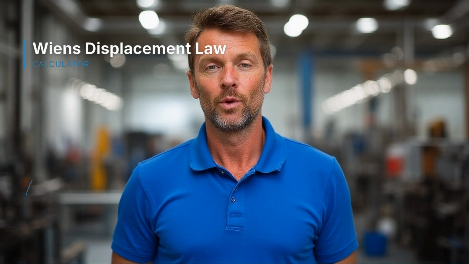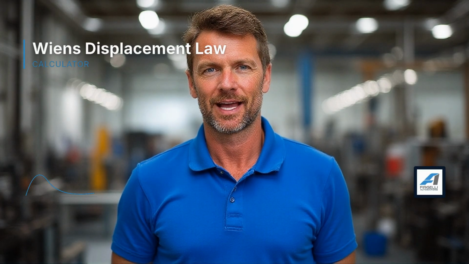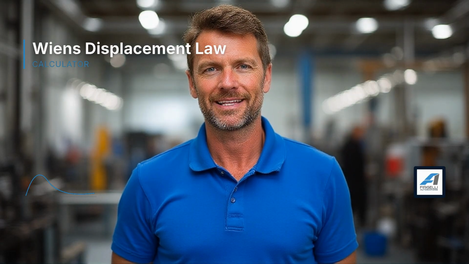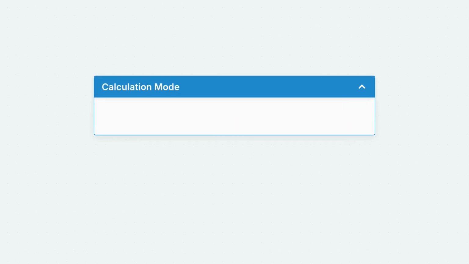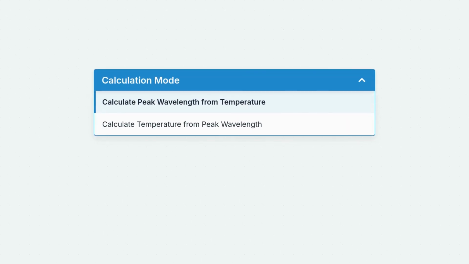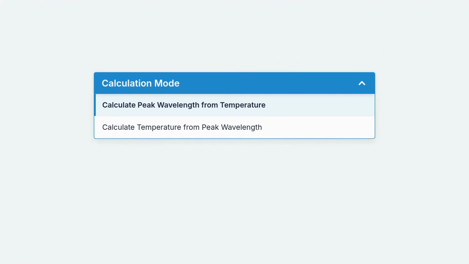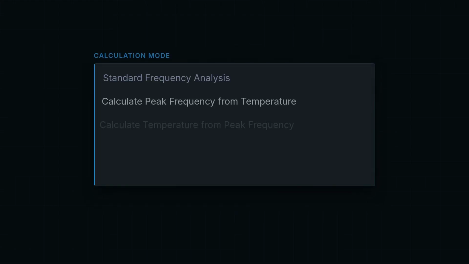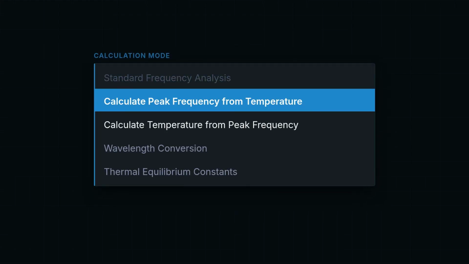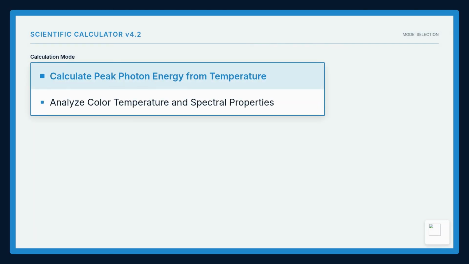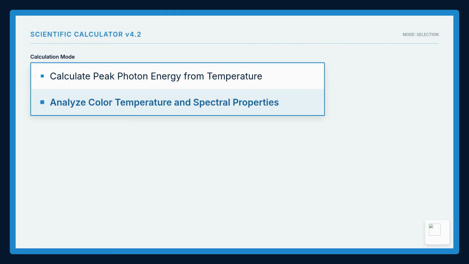Today we're exploring the Wien's Displacement Law interactive calculator, which determines the relationship between temperature and electromagnetic radiation properties. This calculator features a calculation mode dropdown with 6 options: calculate peak wavelength from temperature, calculate temperature from peak wavelength, calculate peak frequency from temperature, calculate temperature from peak frequency, calculate peak photon energy from temperature, and analyze color temperature and spectral properties.